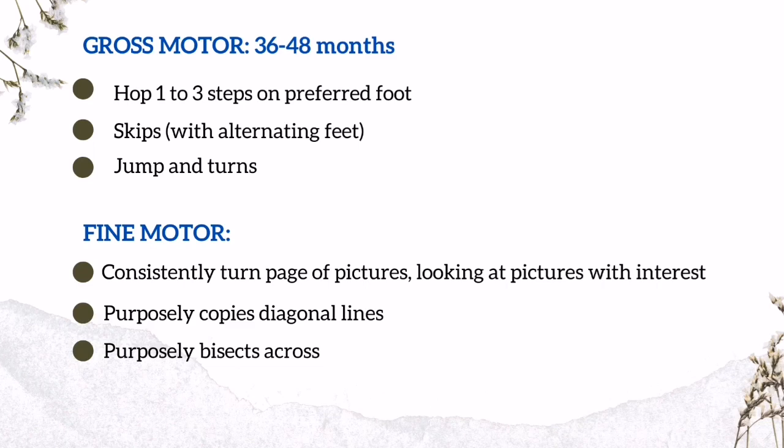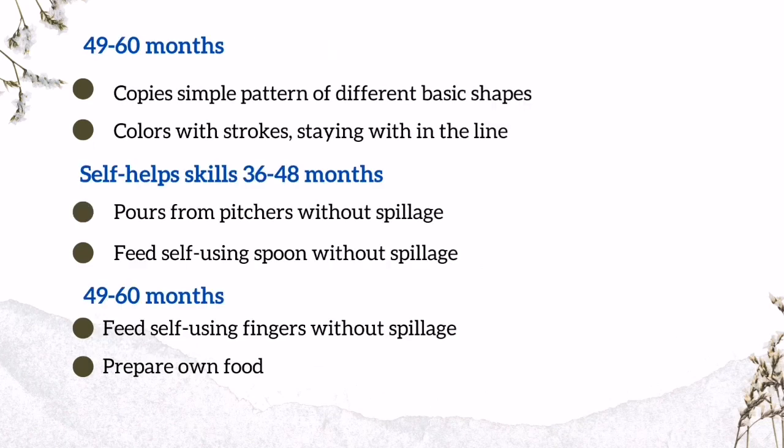Fine motor skills: consistently turns pages of pictures, looks at pictures with interest, purposely copies diagonal lines, purposely bisects across. The other one is 49 months to 60 months: copies simple patterns of different basic shapes and colors with strokes staying with the lines. Self-help skills, 36 to 48 months.